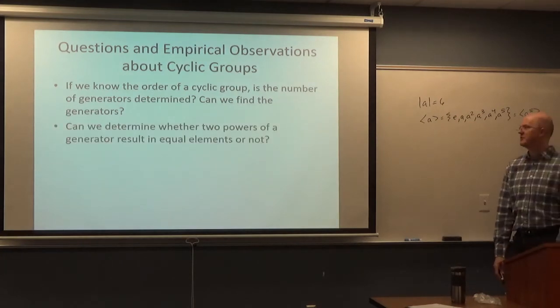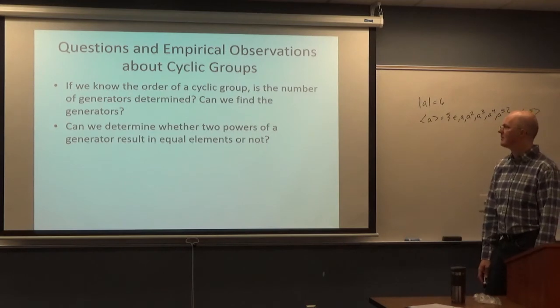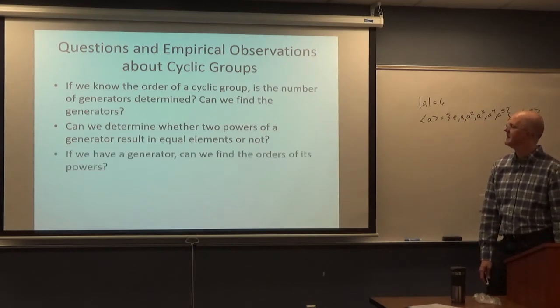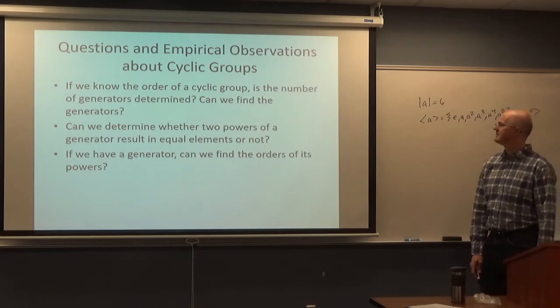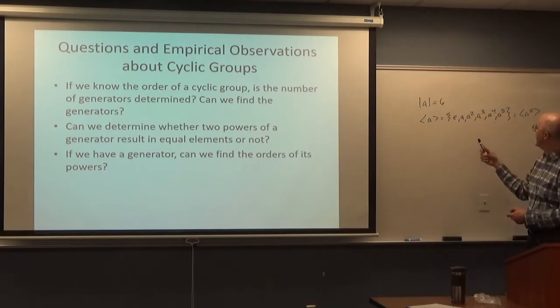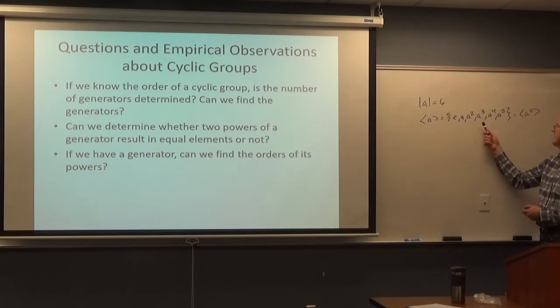Can we determine whether two powers of a generator result in equal elements or not? The answer is yes. We'll consider examples here in a few minutes. If you have a generator A, can we determine the orders of its powers? Like what's the order of A squared, or the order of A cubed, or the order of A to the 4th? We know the order in this example of A itself is 6, and also the order of A to the 5th must be 6, since it generates the whole group.